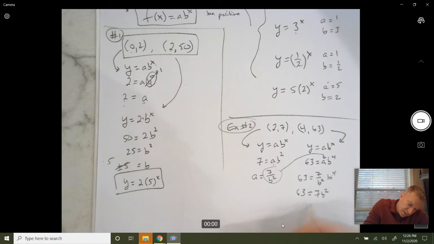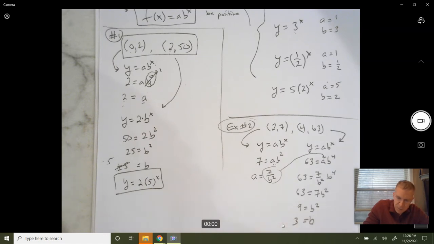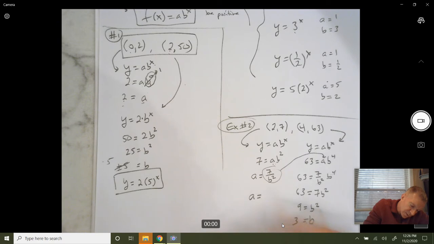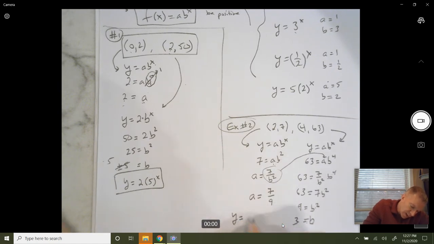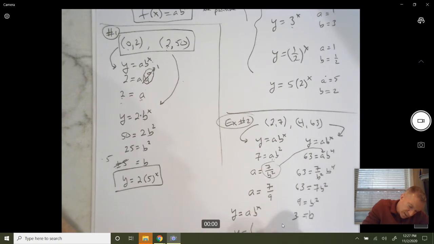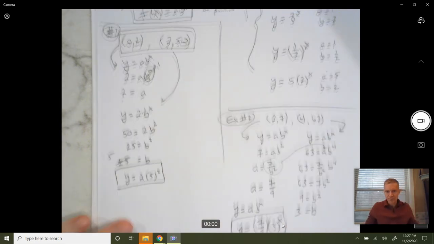Divide by 7: 9 equals b squared. B equals plus or minus 3, but again, your base has to be positive in an exponential function, so b is 3. Now we can come over here. A is equal to 7 over b squared, and we know b squared is 9. So now we've got a and b, and we've got our equation y equals a times b to the x, or y equals 7/9 times 3 to the x. And there's our exponential equation.